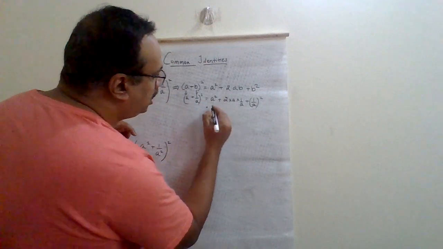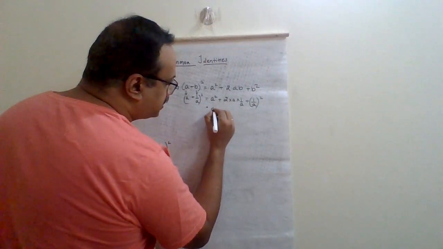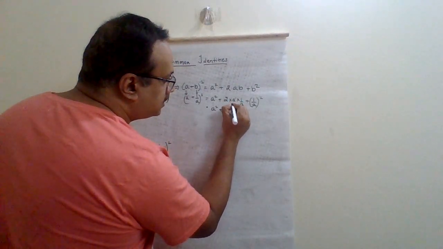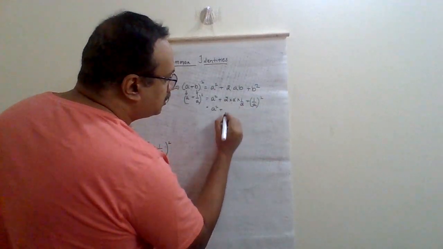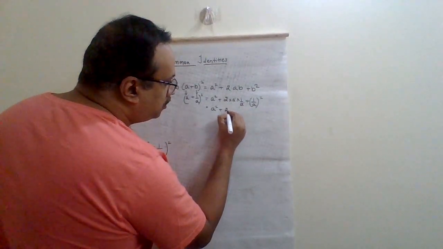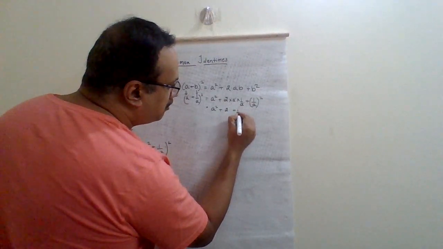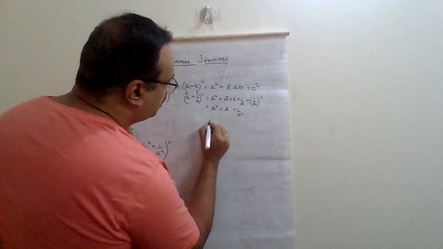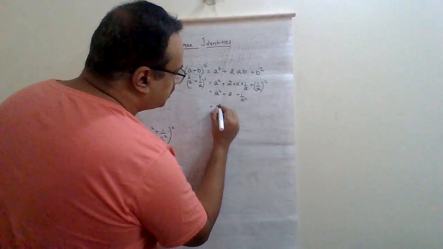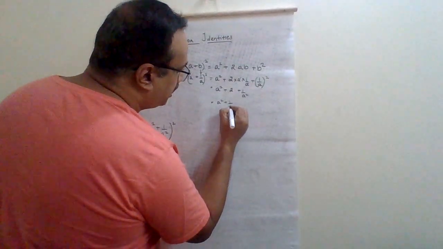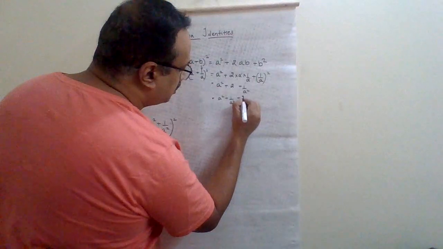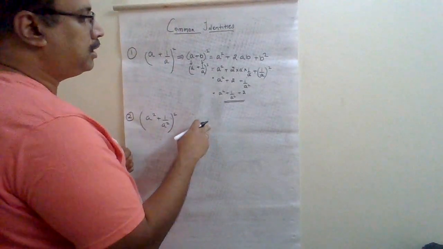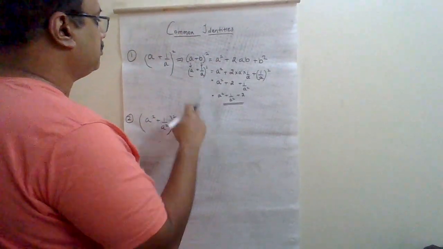What does this boil down to? This basically boils down to a squared plus, I have to cancel this a and this a, right? So a squared plus 2 plus 1 by a squared, okay? Or this can be rewritten as a squared plus 1 by a squared plus 2. So this is the solution of this particular term, that is a plus 1 by a the whole squared.